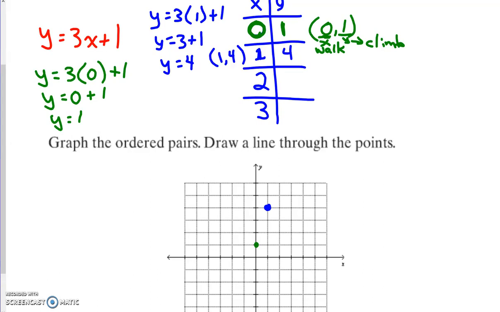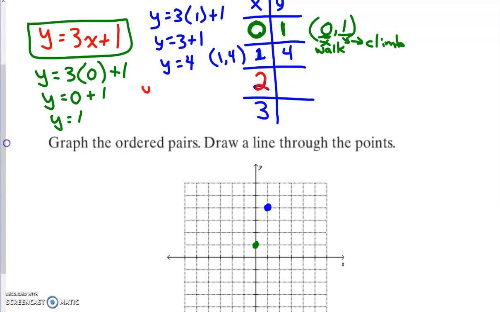Now if you think back, solution. So far we have two solutions to this equation. The first solution was 0, 1, and when I put it on the graph it's right here. The second solution was 1, 4, and when I put it on the graph it was right here. Let's get another solution. This time it says change x into 2.